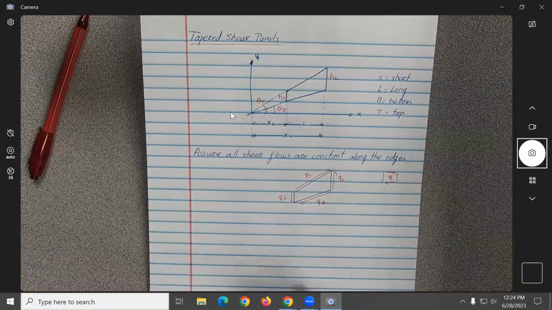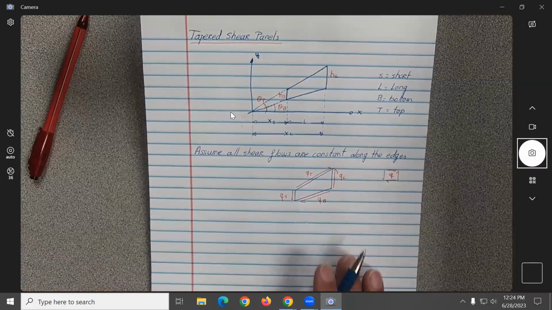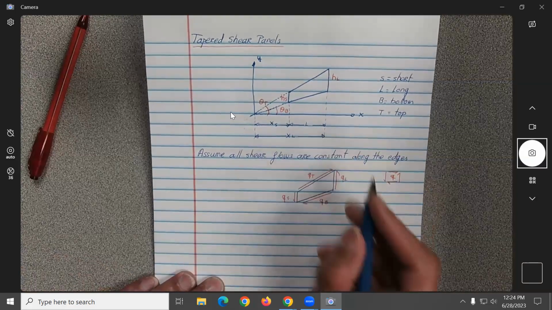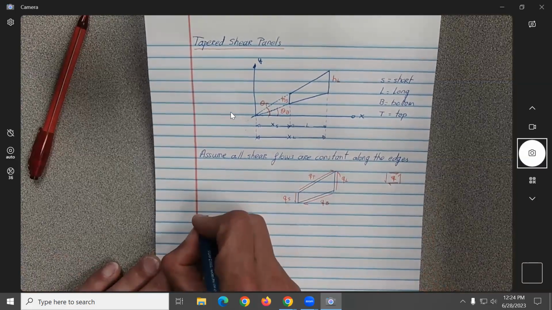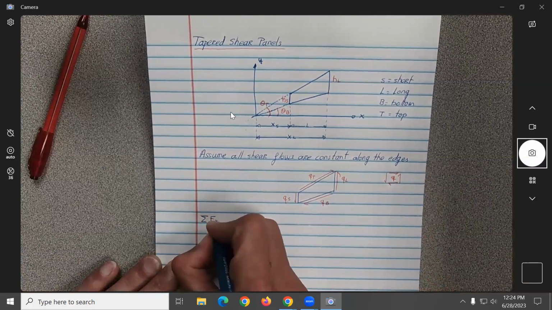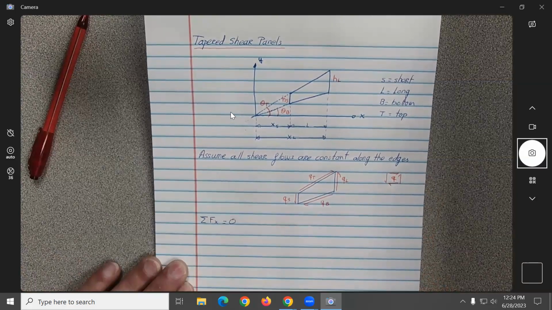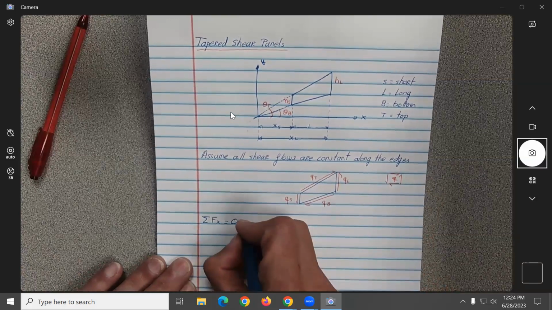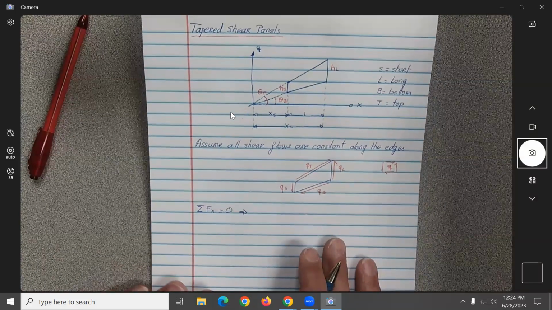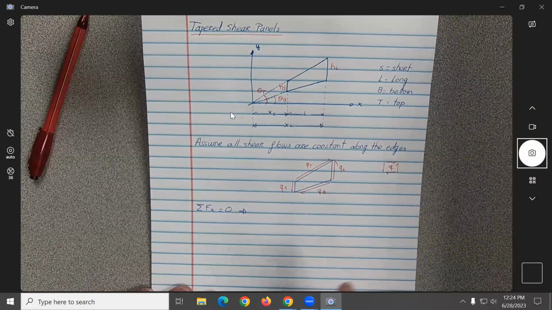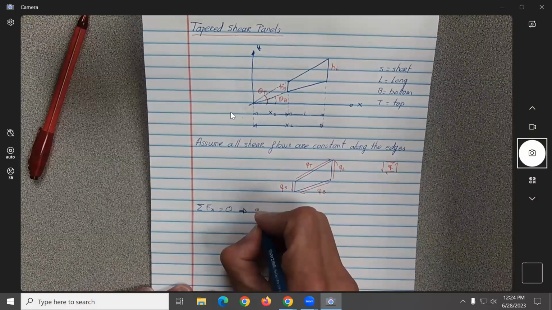Okay. So again, we're going to use what? The static equation. So we're going to do summation of forces here along the x. This is not moving, so it's equal to 0. So this is going to give us what? So let's see. Let's start by Q sub t. So we start Q sub t.